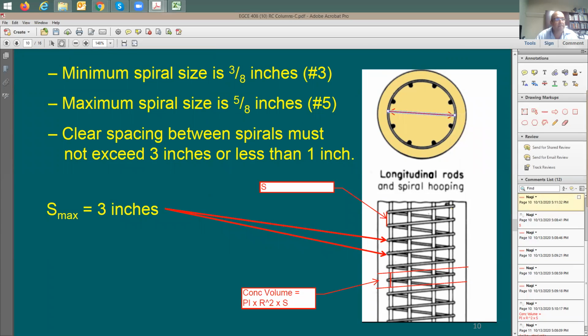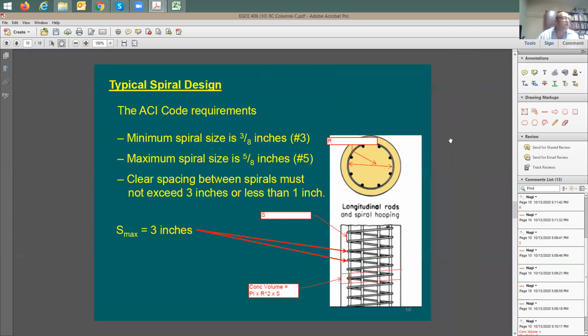And actually this is going to be R. So R is going to be this one here. It's not going to be for the entire column. Because which volume are you confining with the tie or with the spiral? Is it the entire column or the core? This area here is what we call the core, and the core is the confined volume of the column. This is why we care about this volume, not about the big volume of the entire column. Let me show you exactly what the code says.